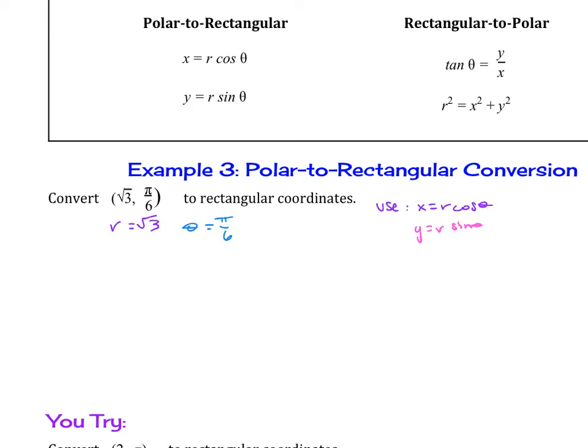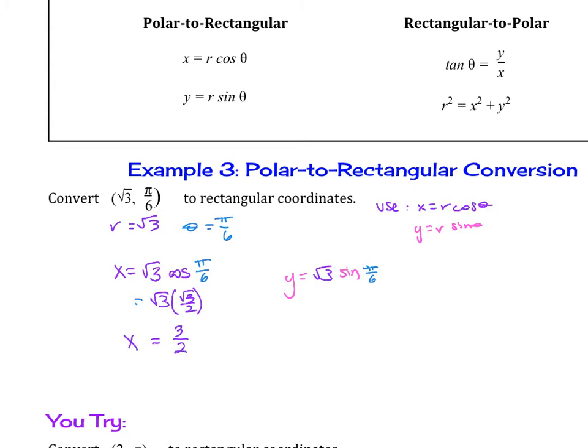So x equals r, that's square root of 3, cosine of theta, where theta is pi over 6. Then y equals square root of 3 times sine of pi over 6. So we have root 3 cosine of pi over 6. Cosine of pi over 6 is root 3 over 2, and so this simplifies to 3 over 2.